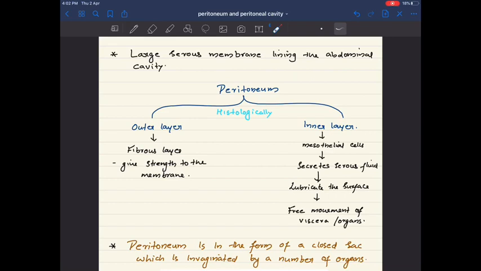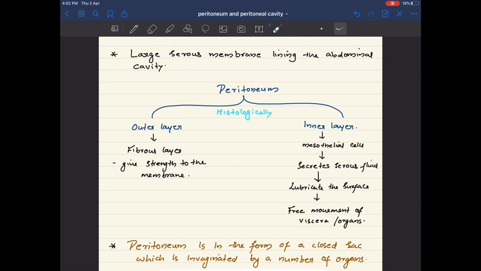The inner layer is another most important layer, which contains mesothelial cells. Why mesothelial cells? These cells can secrete serous fluid. This serous fluid lubricates the surface, so it helps in the free movement of organs inside this abdominal cavity. So you're getting the points. The peritoneum has two layers: the outer layer gives structural strength, but the inner layer, the mesothelial cells, secretes this serous fluid, which is called peritoneal fluid.